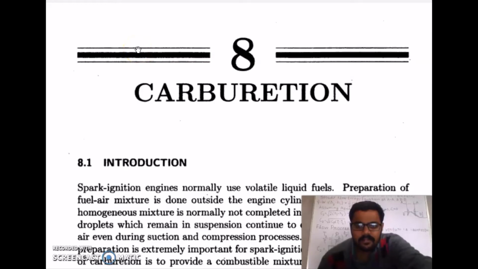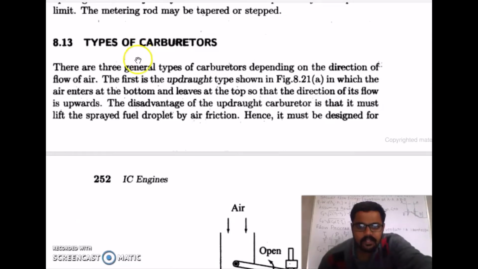Good morning. Today we'll start with the carburation. The topic which we'll discuss today is types of carburetor. There are three general types of carburetor depending on the direction of flow of air. Means whether your airflow is in a vertical direction in upright position, or whether it is in horizontal direction, or whether airflow is from up to downward direction.